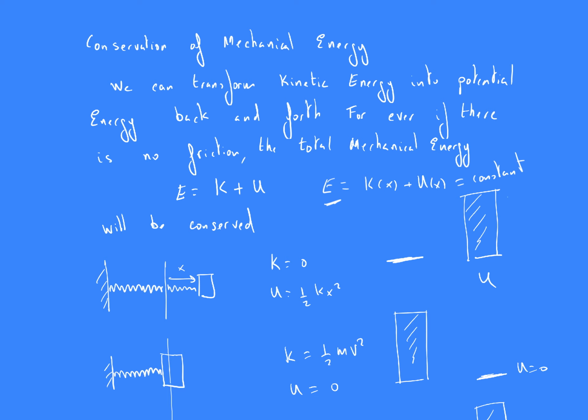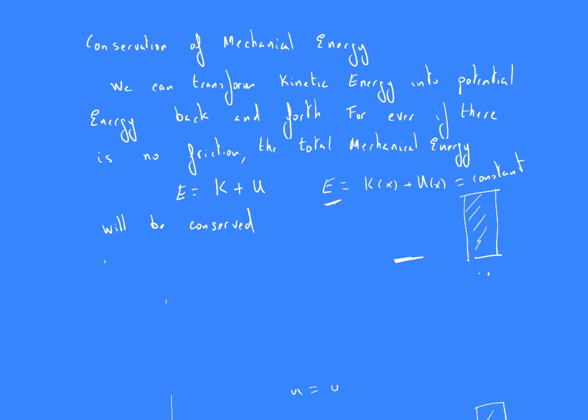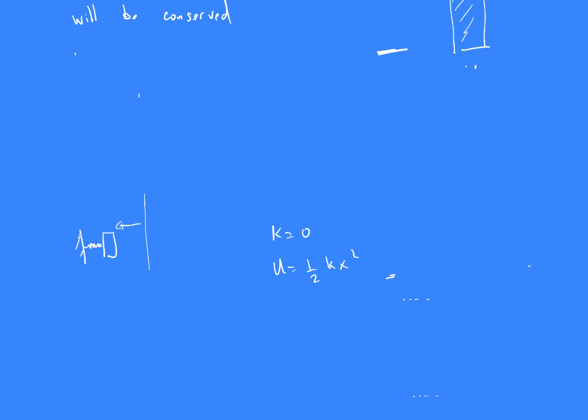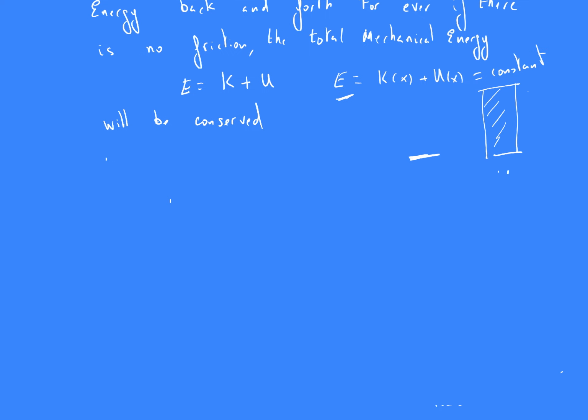Let's go now to see one example. Let me erase all these things, and let's do one example. One easy example is a spring. The spring has a constant K. So I'm going to do one example.